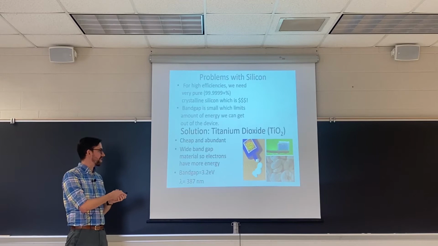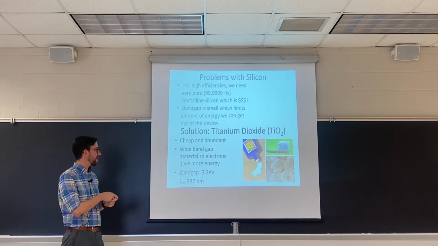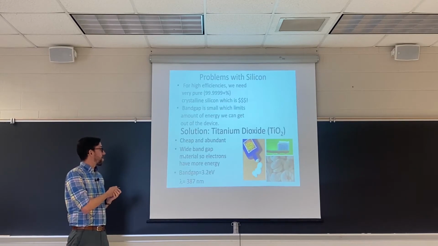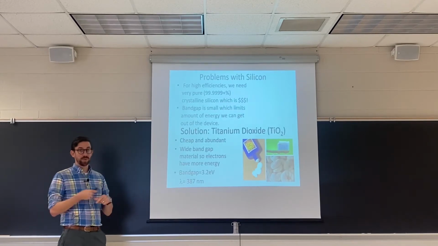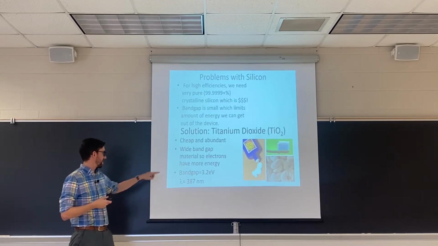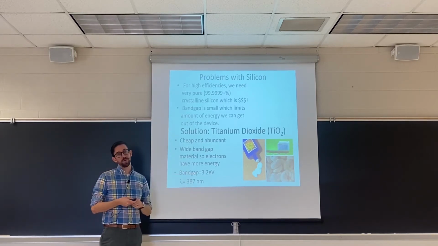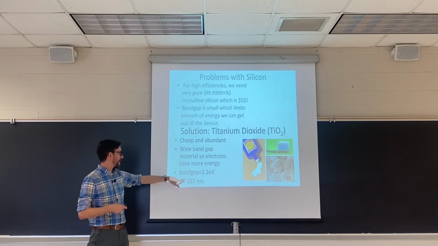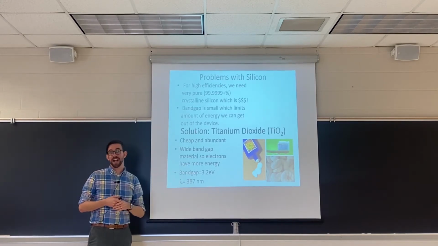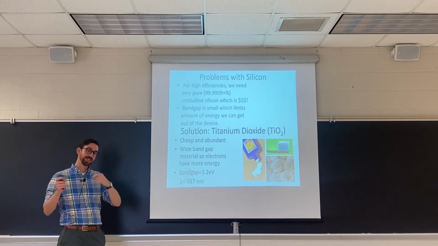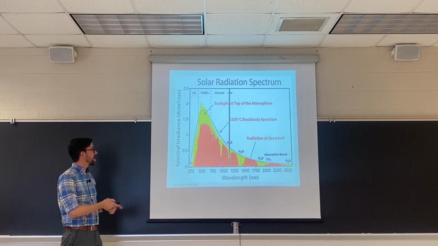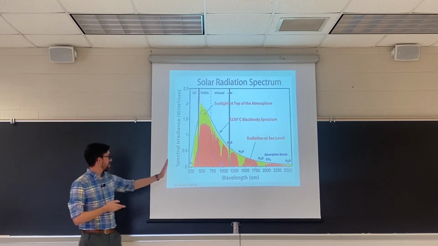It's also an ingredient in sunscreen because it absorbs the sun's energy. It's a wide band gap material, so electrons will have more energy, because its band gap is 3.2 electron volts compared to the 1.1 electron volts of silicon. This band gap corresponds to a wavelength of 387 nanometers. So let's go back to the solar spectrum. Here's our solar spectrum, and here's where silicon lies. TiO2 lies right here.